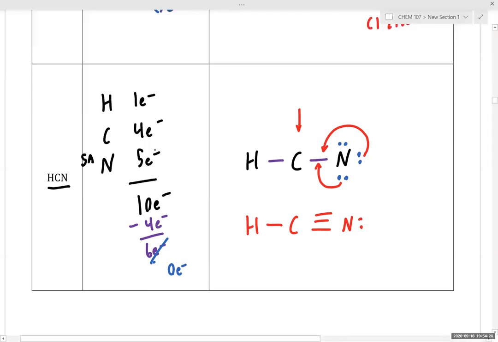So checking our octets, hydrogen has 2 electrons, so that's perfect. Carbon has 6 plus 2, 8 electrons. Nitrogen has 6 plus 2, or 8 electrons. So we fulfilled the octet for all of our atoms, so this structure looks perfect to me. Does this make sense to everyone?